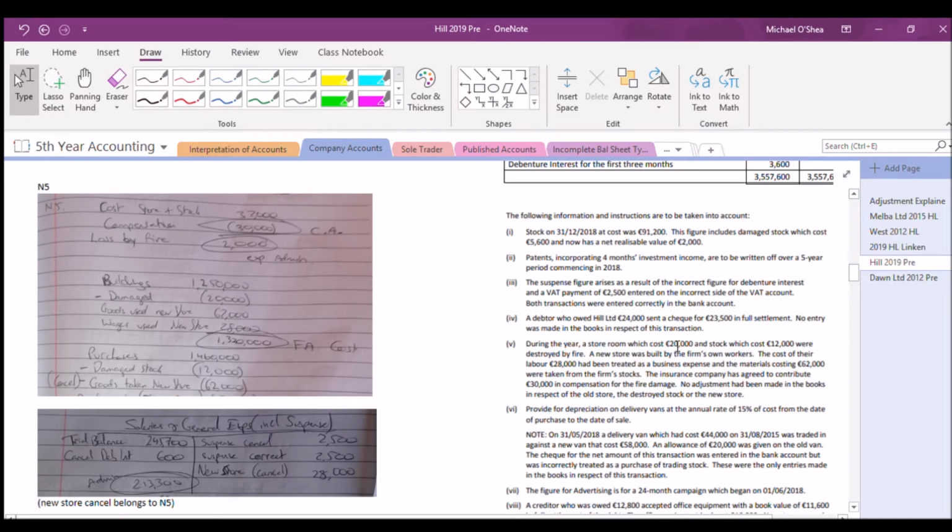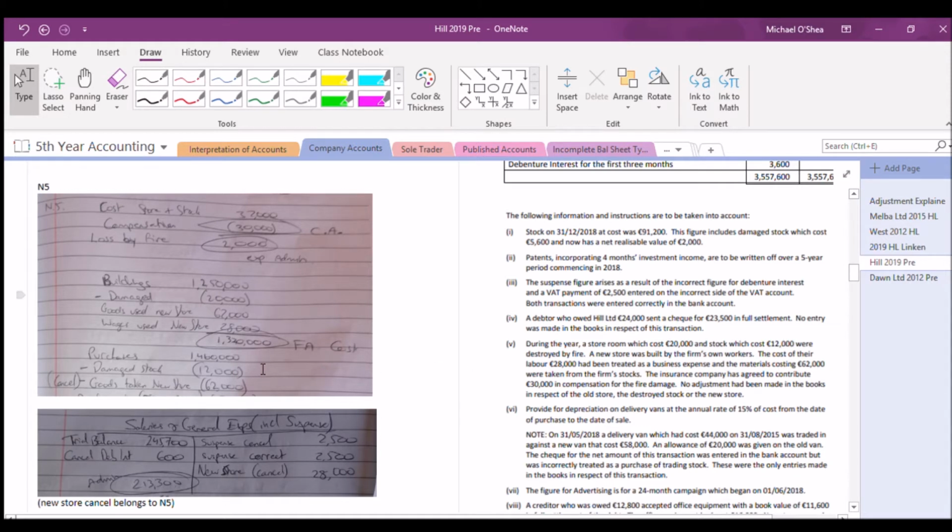The storeroom is going to be the building that was destroyed. So if I take my buildings, 1.25 million, I'm going to take out what was damaged, 20,000. That's gone. It's obviously no longer part of my buildings. The other thing I'm going to look at is purchases, because my stock, which had cost 12,000 during the year, which means we're not dealing with closing stock, we'll keep purchases. So that stock of 12,000 was destroyed.